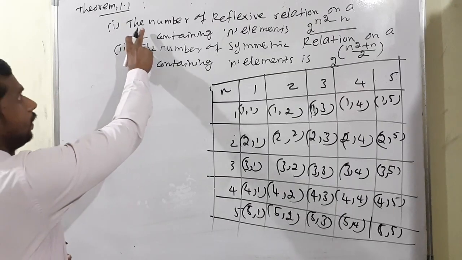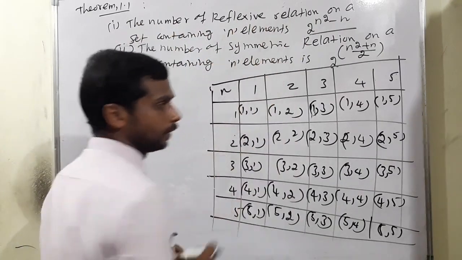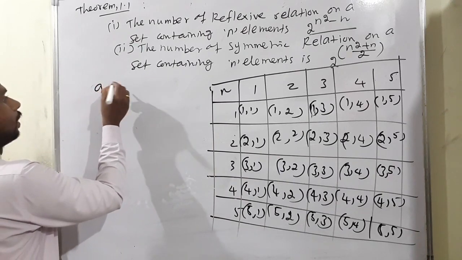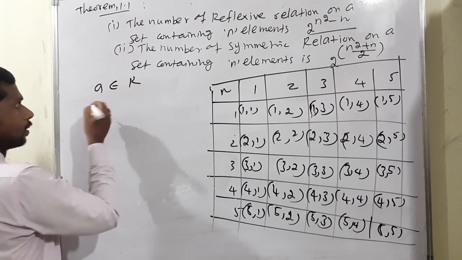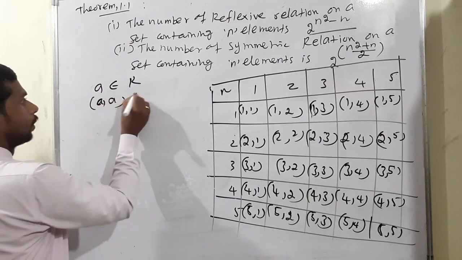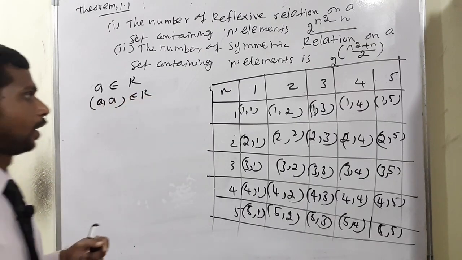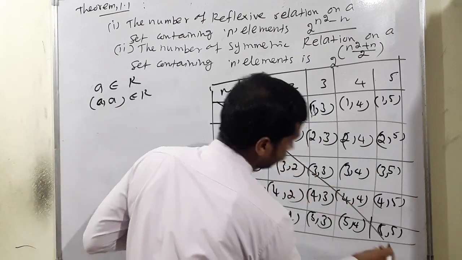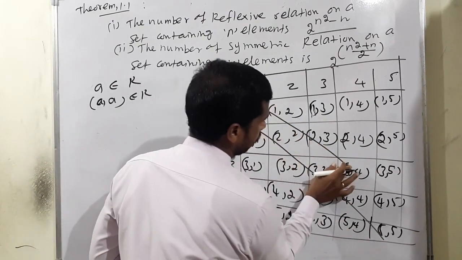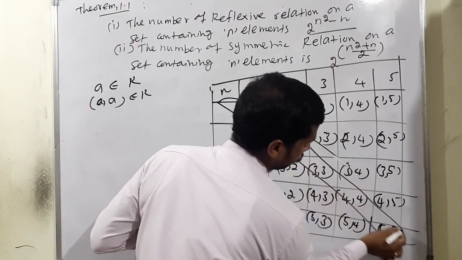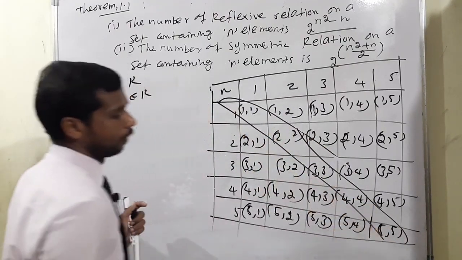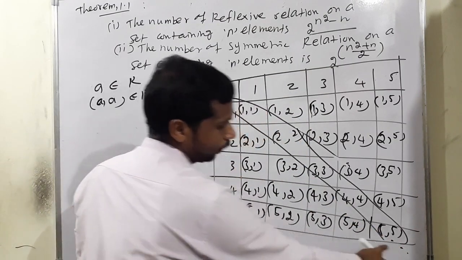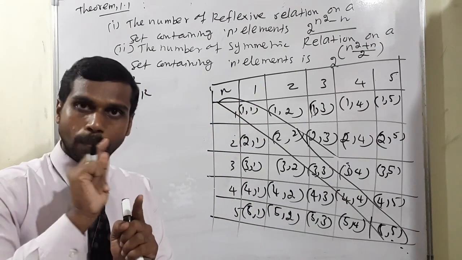The first condition is what it's saying about the number of reflexive relations. Already you know the meaning of reflexive relation: for all a belonging to A, (a, a) belongs to R, that is called reflexive. Therefore the terms 1 comma 1 are the diagonal terms, in doublet form, isn't it? So 2 comma 2, 3 comma 3, 4 comma 4 and 5 comma 5. Dot dot dot, if you consider 6 elements, definitely one more box will come, but we have taken 5 elements, so 5 comma 5 only.